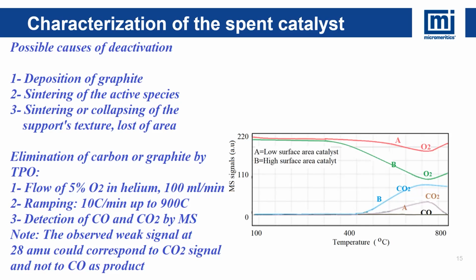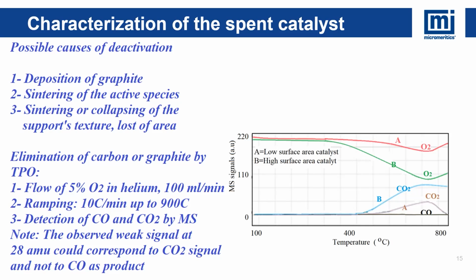So now we can proceed to how to find out what is causing the deactivation of the catalyst. As I said before, the first one is the deposition of graphite. And the second one could be the sintering of the active species, or collapsing of the surface area. So what I did in this case is that we start to eliminate the graphite or the carbon by doing a TPO, flowing 5% oxygen in helium at 100 ml per minute and ramping 10 degrees per minute up to 900 degrees C.